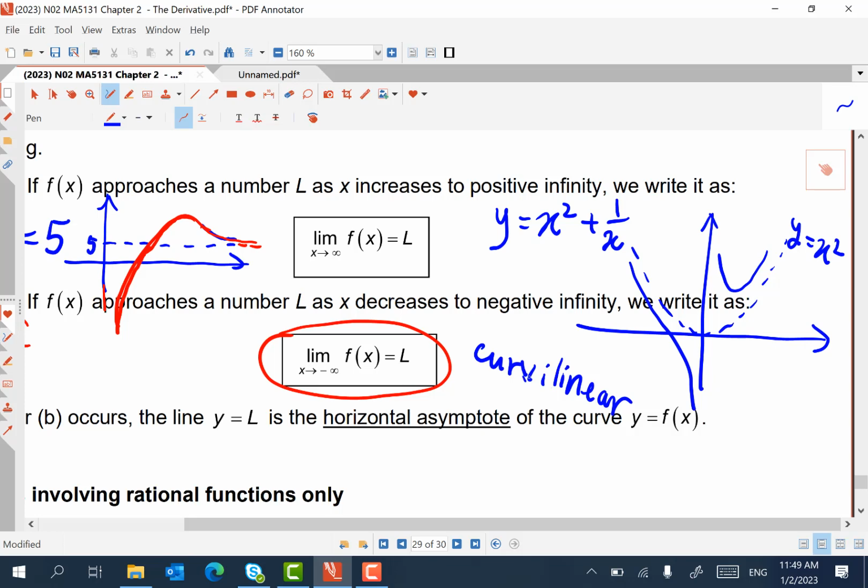Curvilinear. I'm trying to tell you that asymptotes can be all shapes and forms. They're not confined to lines. It tends towards but never touches. If it's three-dimensional, it can be like a plane. Asymptotes are like touch-me-not. There's a function and another function.